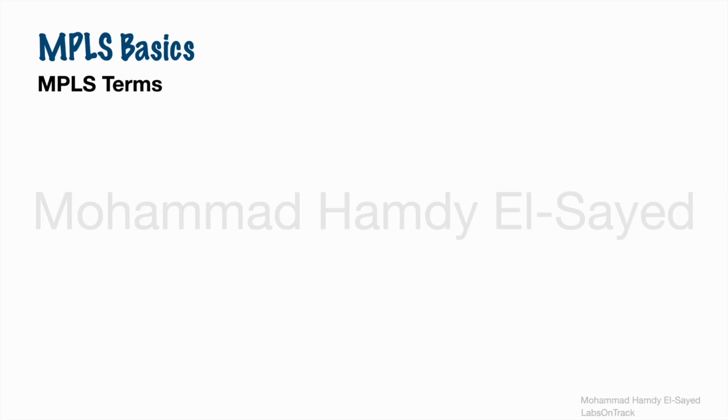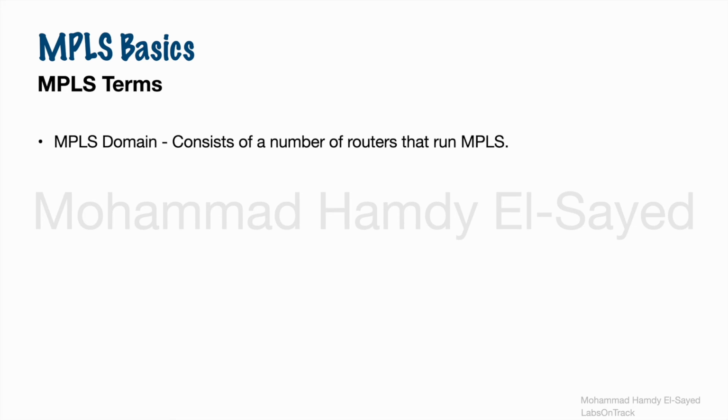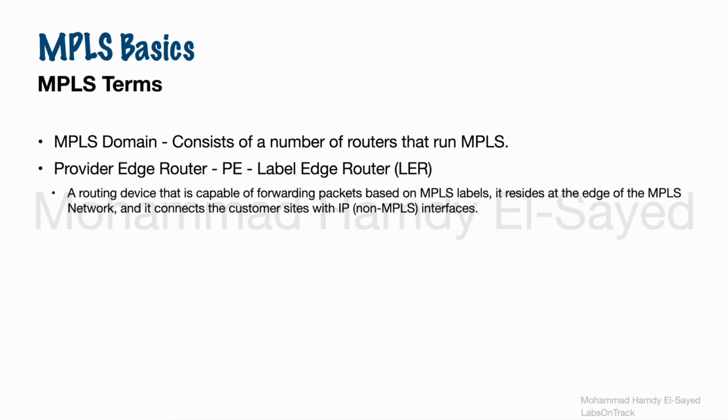Let's summarize what we've said in the network diagram. The MPLS domain consists of a number of routers that run MPLS, any number of routers, of course. The provider edge router, or PE router, is known as the label edge router, or LER. The provider edge router is a routing device that is capable of forwarding packets based on MPLS labels. Any traffic from the provider edge router going inside the MPLS network must be labeled.